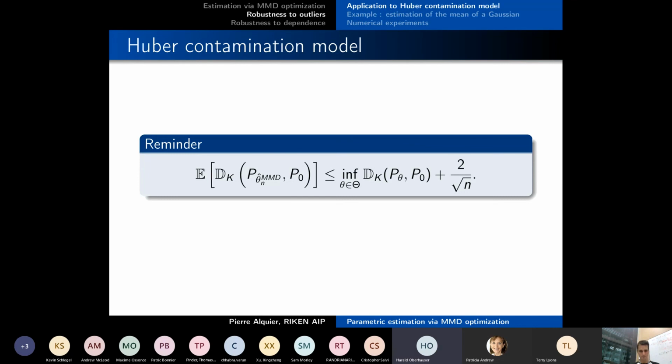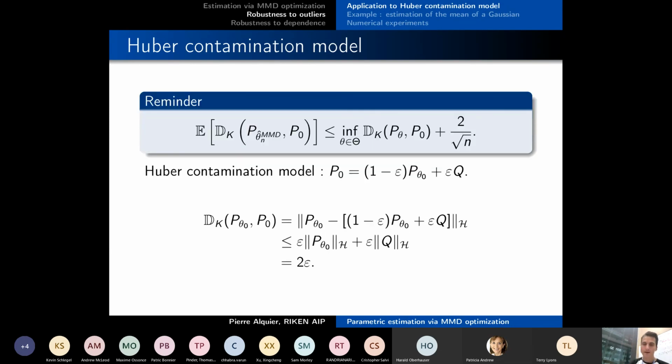Okay, thanks a lot. So I come back now to this, and you will see the connection with gamma soon enough. I wrote, as a reminder, the theorem that I just proved a few minutes ago. I will apply it in the special case of the Huber contamination model. So P naught is not exactly P theta naught, but a mixture of P theta naught with large probability and the contamination distribution Q with small probability. In this case, because the kernel is bounded, and using again the triangle inequality, the distance between P theta naught and P naught is bounded by 2 epsilon.